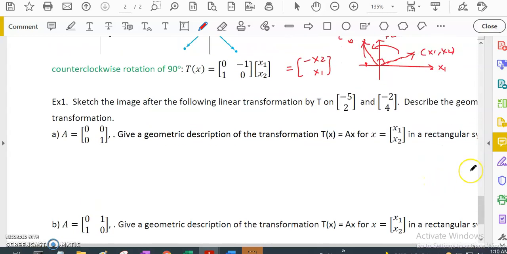Okay. So we're going to study more of these. So I have a matrix. I have two vectors, -5, 2 and -2, 4. And I want to find out what happened.